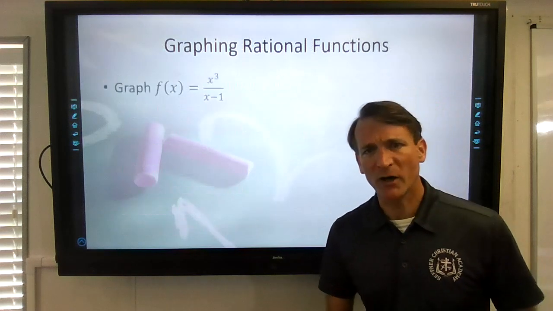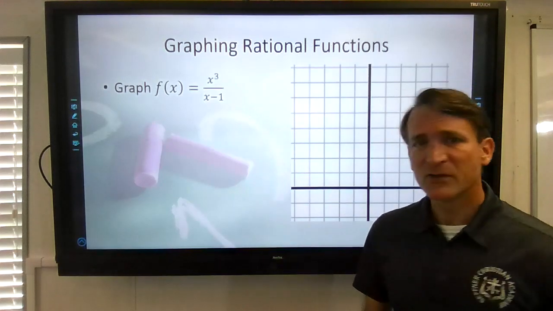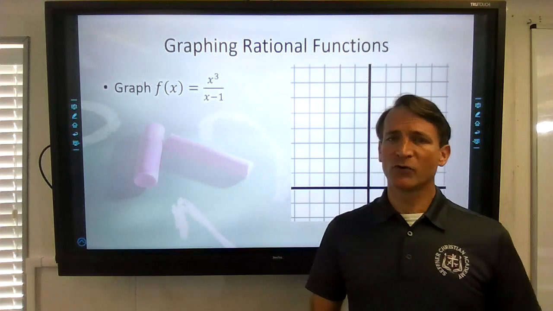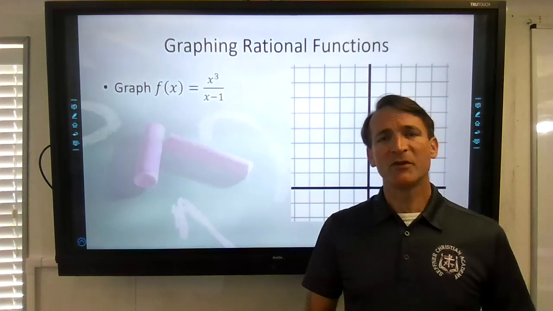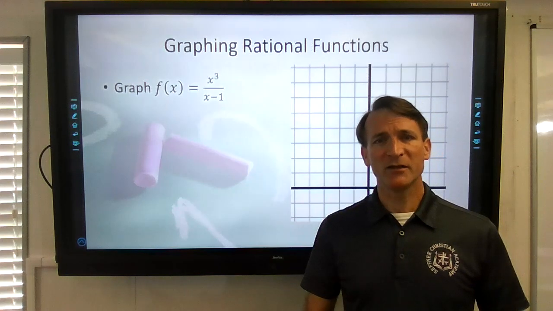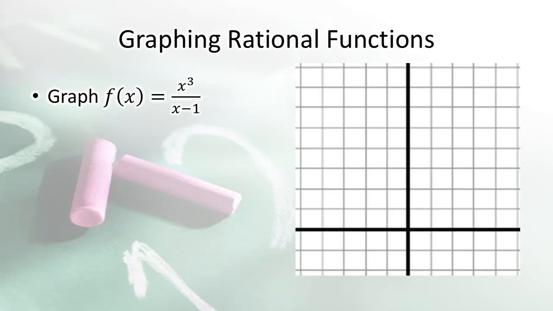So let's try one. Let's say we wanted to graph x cubed over x minus 1. So if I think about my horizontal and vertical asymptotes first, I'm then going to pick some values of x, plot those points, and then connect those points with a smooth curve. Go ahead and figure out the asymptotes. Pause the video. When you get done with the asymptotes, come back and we'll check those before we go to the next step.